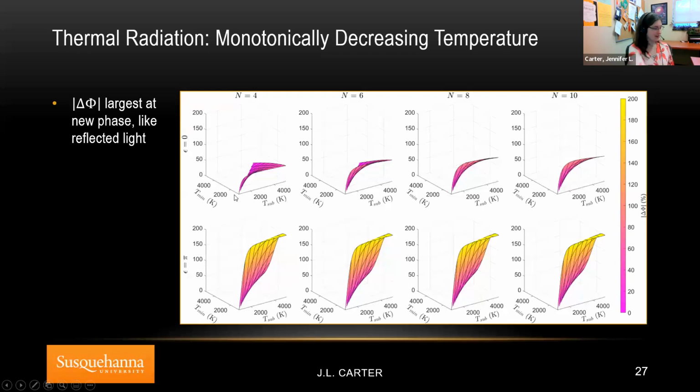Minimum temperature is this value, maximum temperature is this value. Again, assuming a monotonic decrease. Otherwise, there's no way to really produce these plots effectively. We see a couple of things. This one, again, is the secondary transit, excuse me. This one occurs during the primary transit, much greater, nearing 200%.